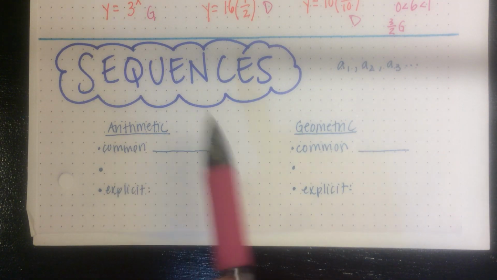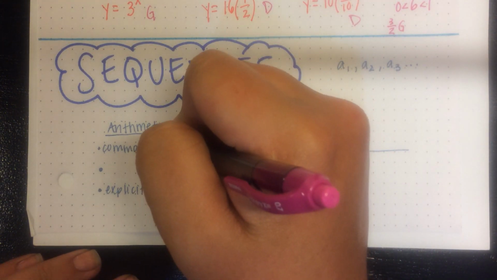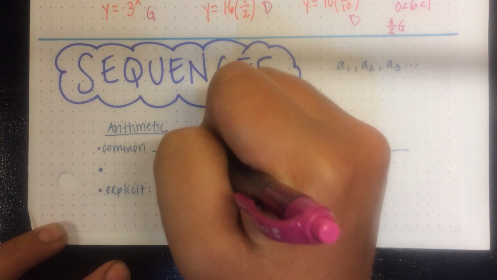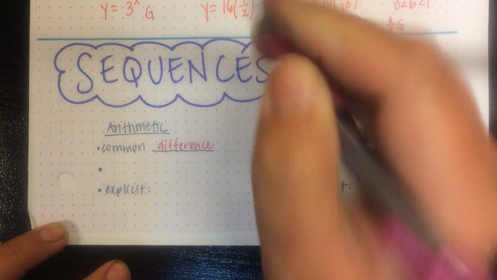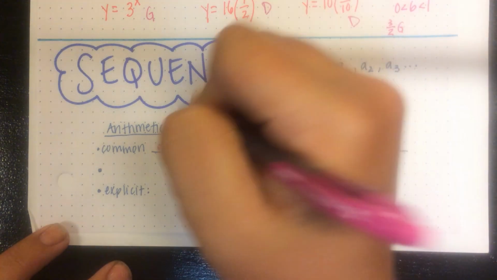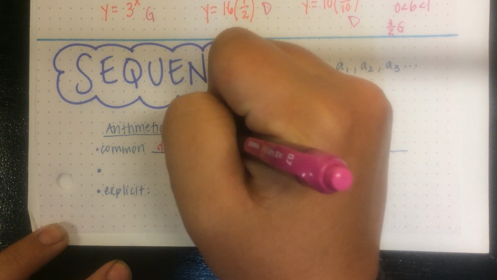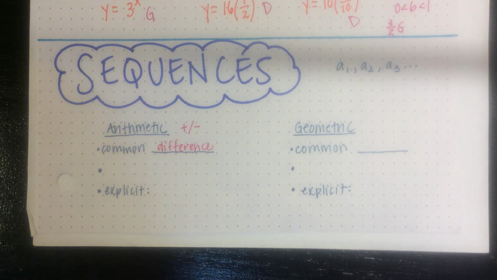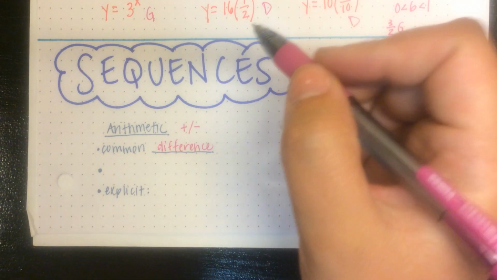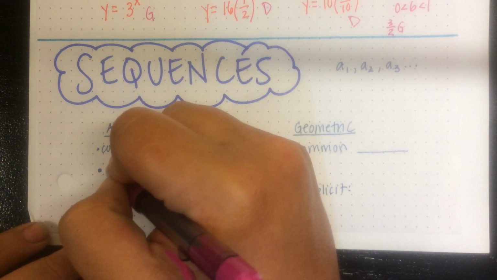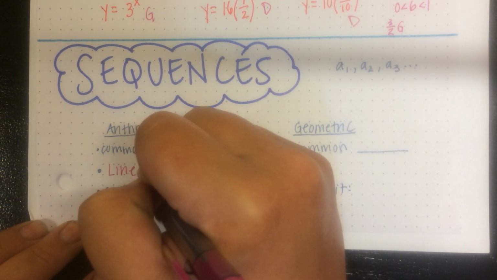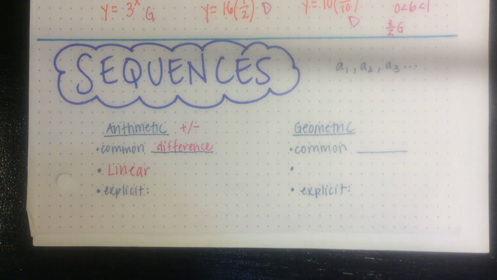Arithmetic, we look for something that we call a common difference. So for arithmetic, we add or subtract every time. So it might be like 1, 3, 5, 7, 9. Those are odd numbers, and we're adding 2 every time to get between odd numbers. Arithmetic sequences end up being linear, because they have a slope. You're going up the same amount every time.